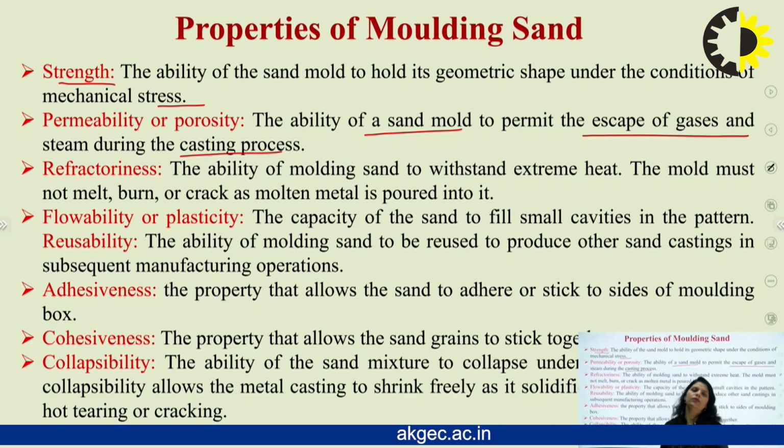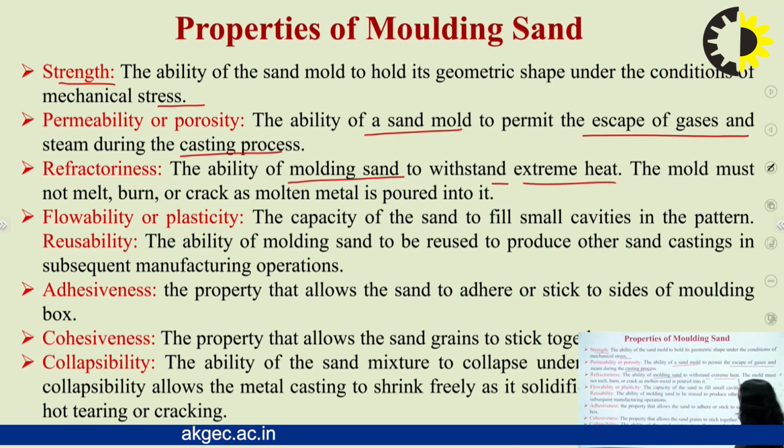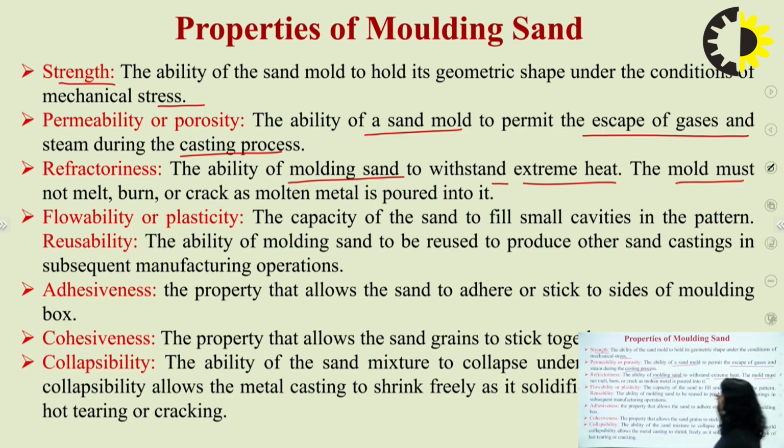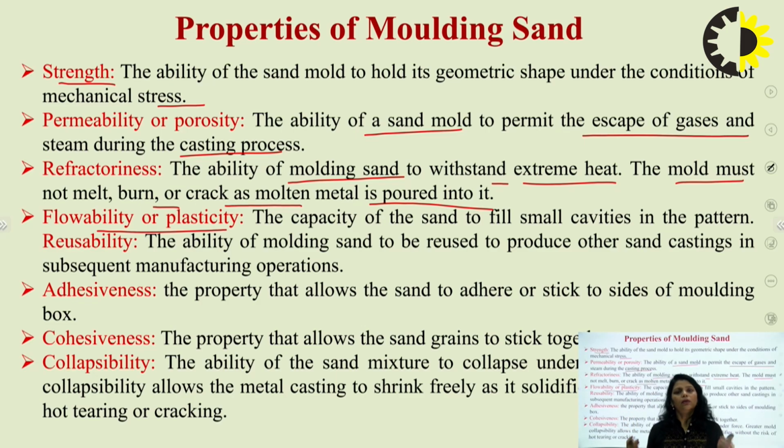Clear? Then it should have refractoriness also. Refractoriness is the ability of the molding sand to withstand extreme heat, because we will pour the molten metal into it. So our molding sand should be able to withstand this high temperature. The mold must not melt, burn or crack as the molten metal is poured into it.